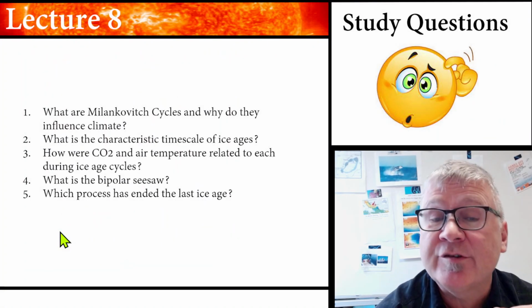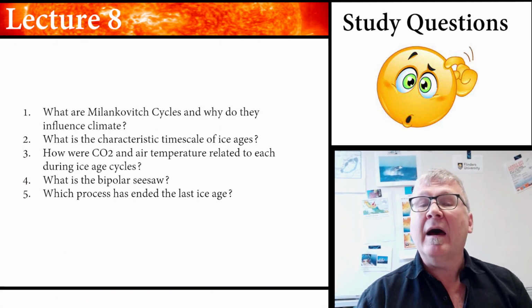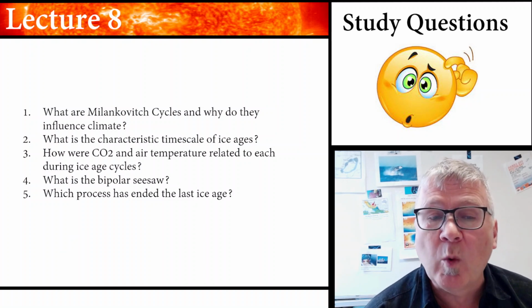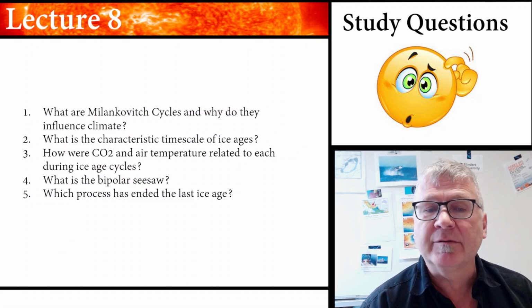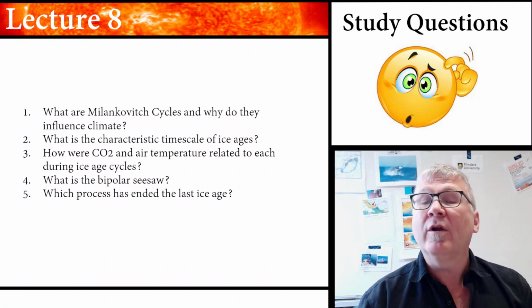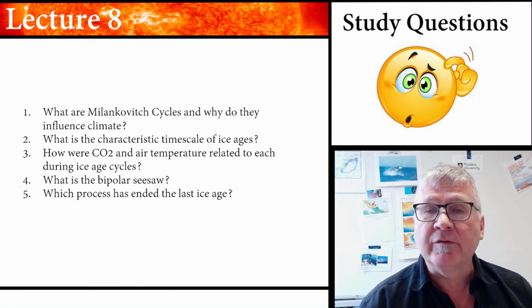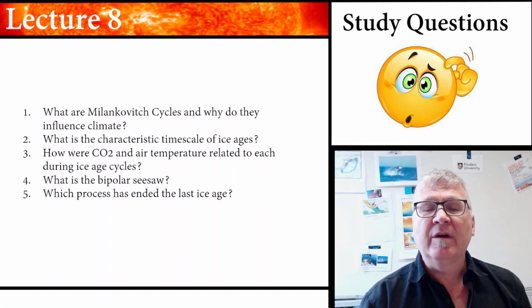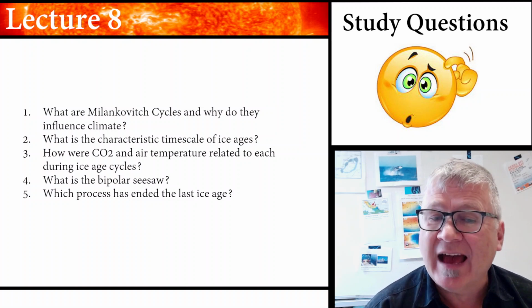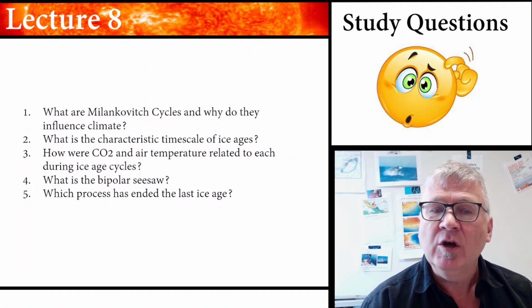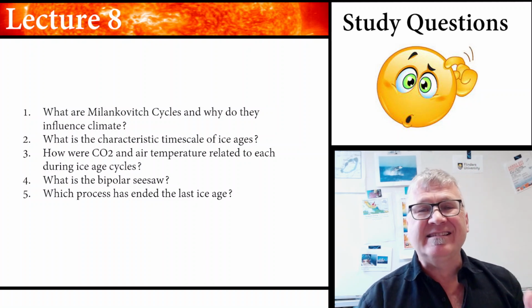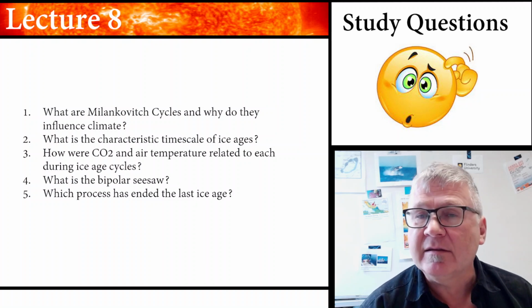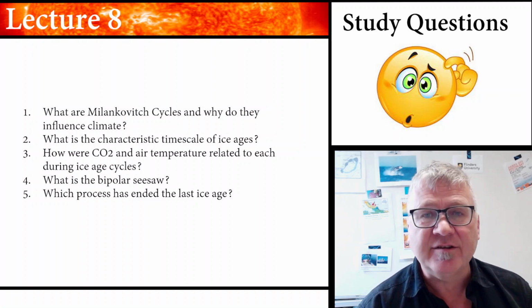Study questions. What are Milankovitch cycles and why do they influence climate? What is the characteristic timescale of ice ages? How were CO2 and air temperatures related to each other during ice age cycles? What is the bipolar seesaw? And which process ended the last ice age?